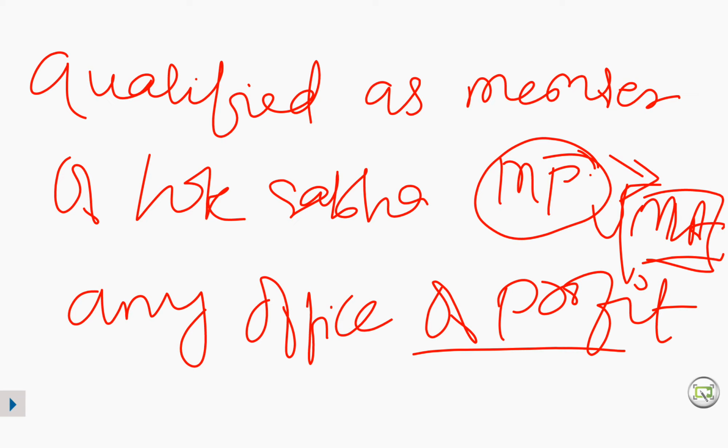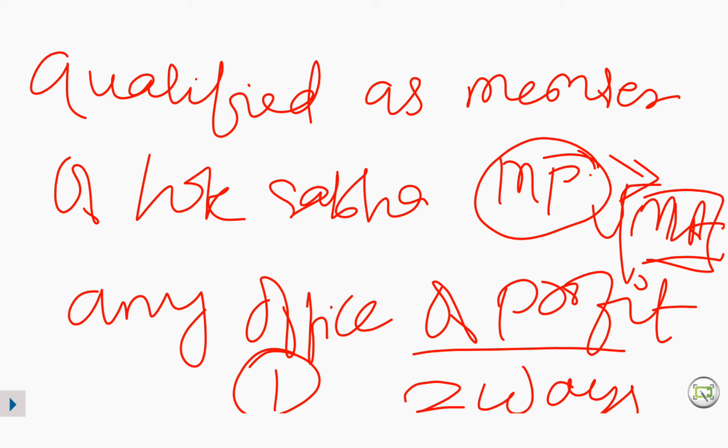You should not earn money in two ways. You should have only one post, and only through that post should you earn money, not the other one. If you are an MP and you also have a government job, you are not eligible because you are holding two offices of profit.